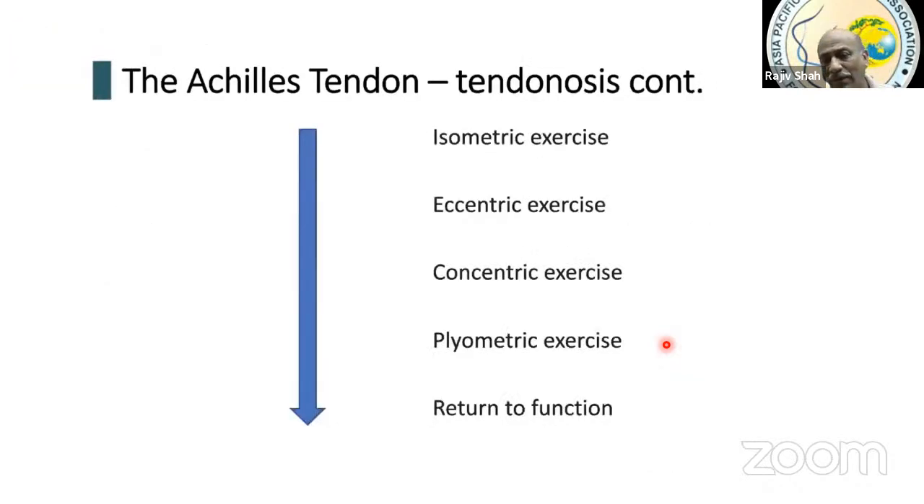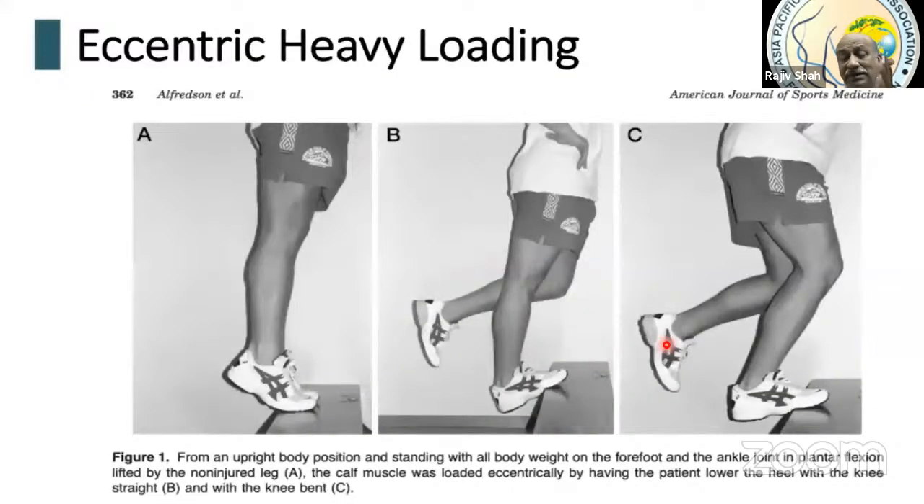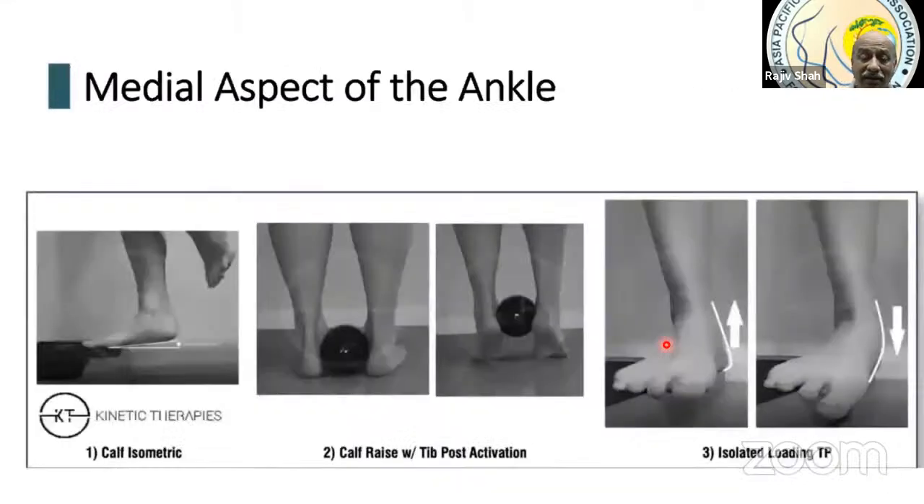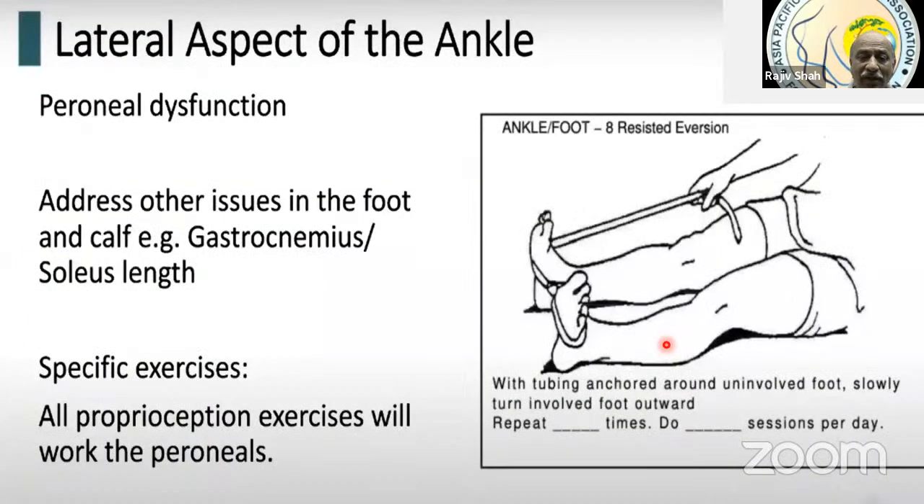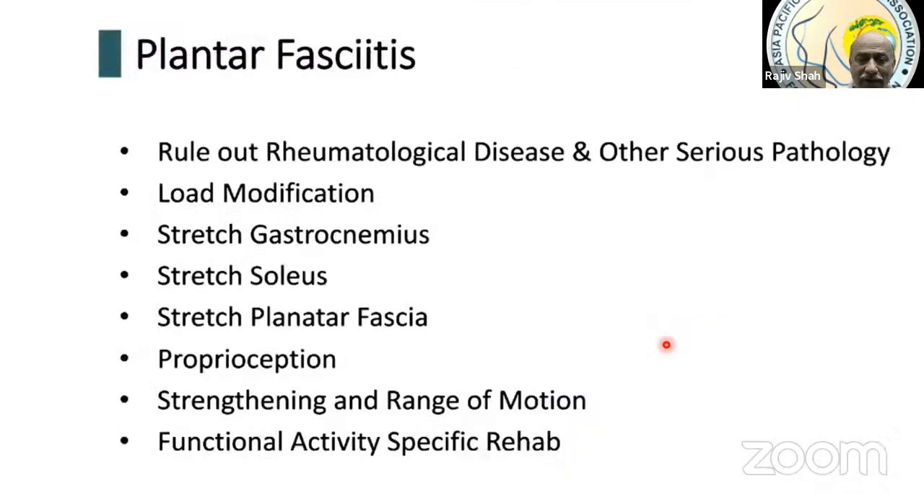And this is how tendinosis exercises go: isometric exercise, eccentric exercise, concentric exercise. These are high-end physiotherapy. But this is an example of an eccentric exercise. For medial-sided ankle issues, you teach the patient isotonic calf exercises and isolated tibialis posterior loading. For the lateral side of the ankle, you have to strengthen your peroneals either with a tube or a TheraBand, and proprioception exercises would be very, very important.